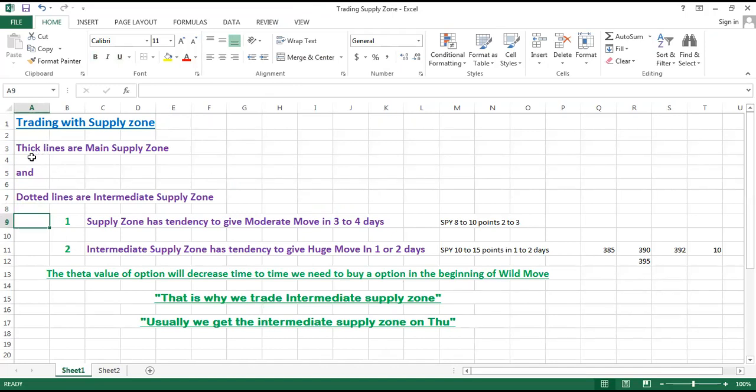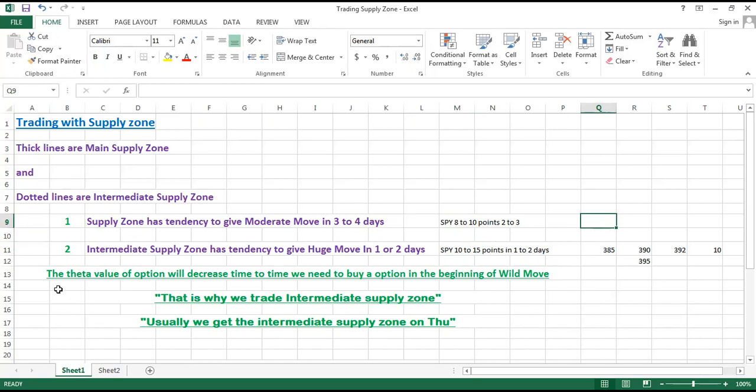See, in supply zones, these thick lines are main supply zone and dotted lines are intermediate supply zones. Right, and the main supply zone has the tendency to give moderate move in 3 to 4 days. In terms of SPY, it gives 8 to 10 points in 2 to 3 days. Whereas intermediate supply zone has the tendency to give huge move in 1 or 2 days. In terms of SPY, it gives a move of 10 to 15 points in only 1 or 2 days.